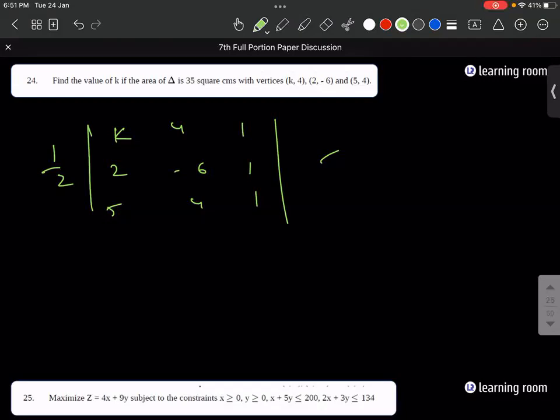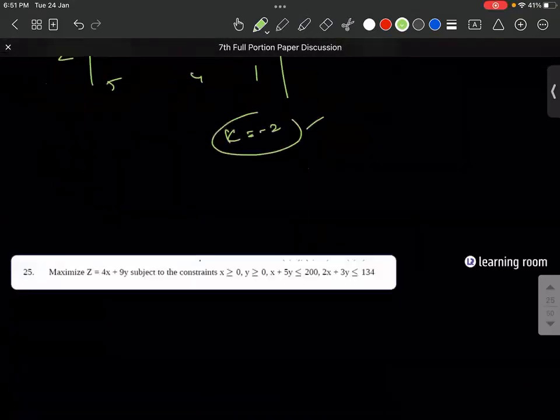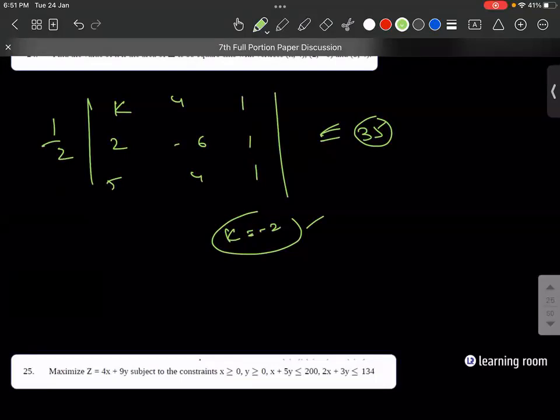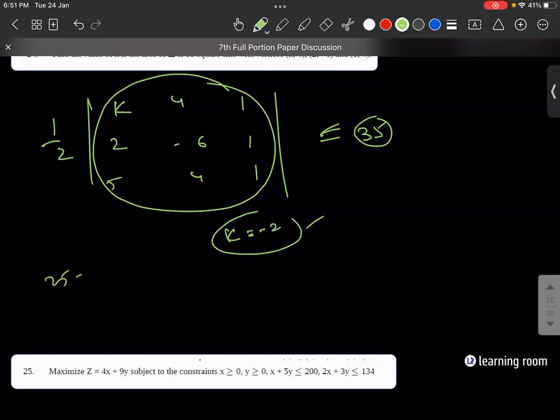Sir, minus 2. Minus 2. Yes, sir. K is minus 2. Correct. So this value should be equated to 35, so k will be minus 2. Correct. Sir, so we will get two values, right? Why? So what is the matrix that you got? 25 minus 5k. What is that you got?